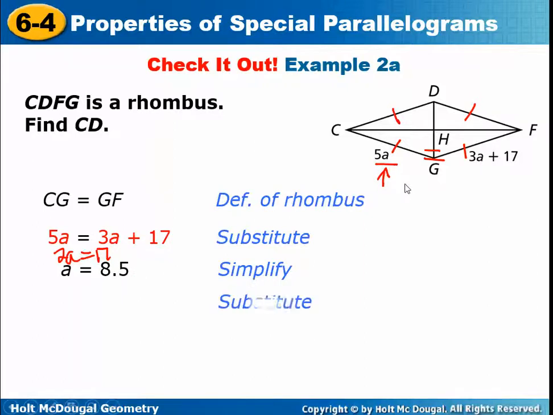5 times 8.5. Oh, they plugged it into the other one. That's okay, you can do either one. You should get the same thing either way. 42.5. And because that's this side, 42.5, but all sides are the same as each other, so the other side is also 42.5. Length of CD, which is what we were looking for.